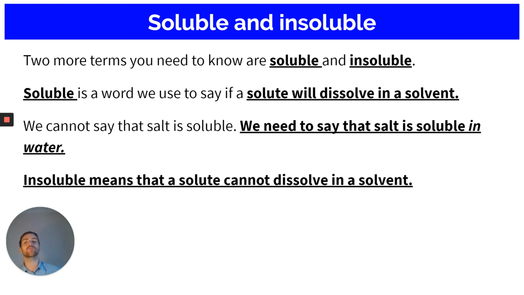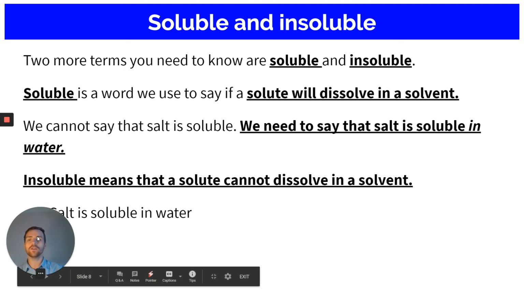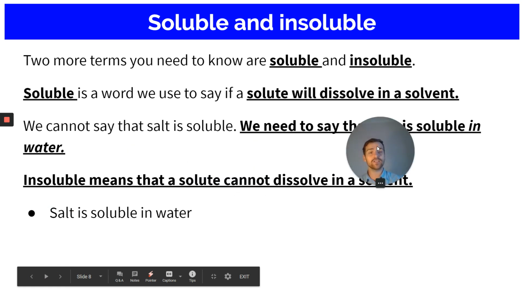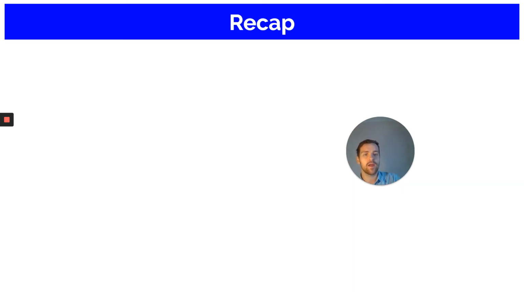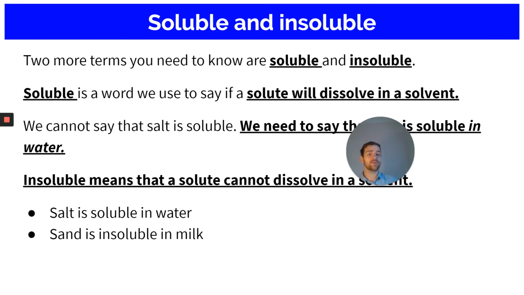And insoluble means that a solute cannot dissolve in a solvent. Here's my example I just used. Salt is soluble in water. Salt is insoluble in milk. It can dissolve in water, but it can't dissolve in milk. So this is what I want you to know. Define dissolving, define soluble, define insoluble, and explain to me what happens to the particles in a mixture when they dissolve. The particles of a solute, what happens to them when they dissolve in a solvent.